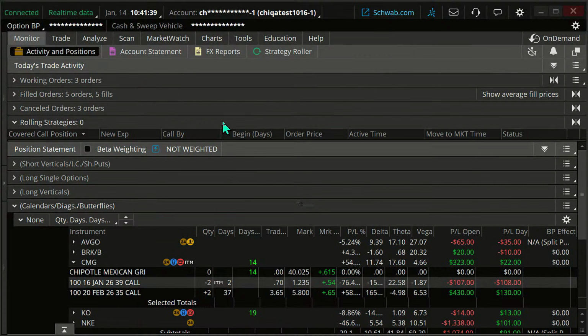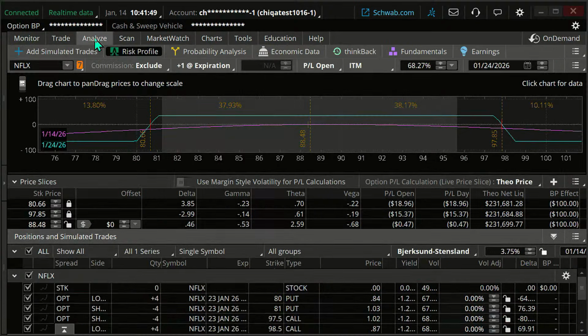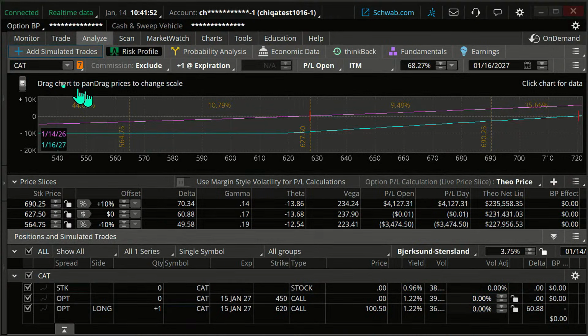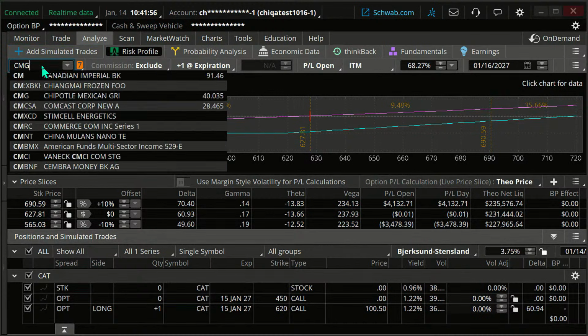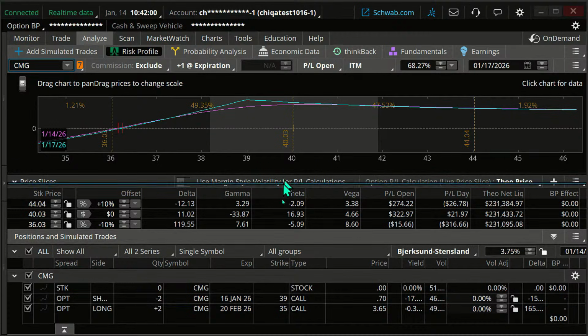Chipotle is a diagonal spread. Different strikes, different expirations. Let's look at the chart here. Okay, here is... that's not it. That's Caterpillar. CMG. Okay, here's CMG. You can see this is a bullish trade.